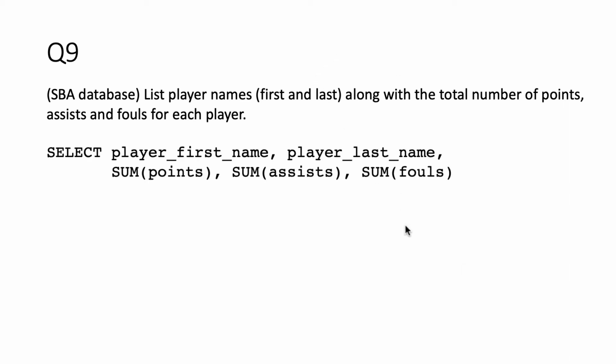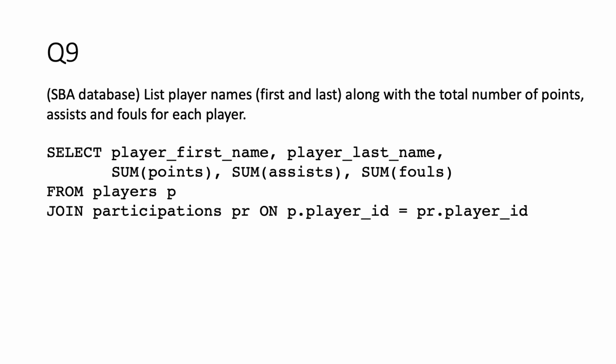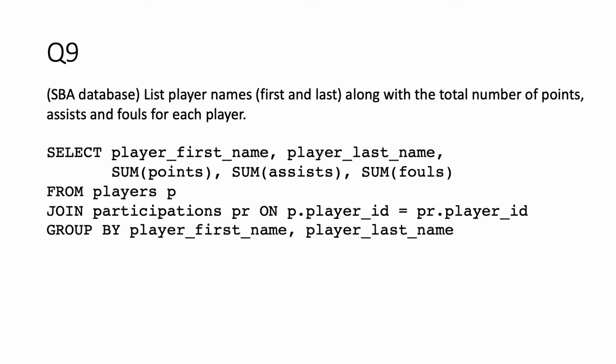So I'm saying select player first name, last name, sum of points, sum of assists, sum of fouls from players P join participations on player ID equals player ID. Group by player first name, player last name, because you want the total for each player. So this is straightforward. Given that the question doesn't say that players who have not played any games should be shown, we don't need to worry about any outer joins here. Just a regular join will do the job.